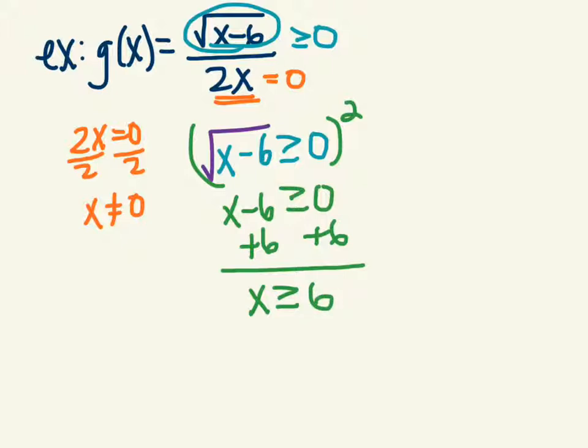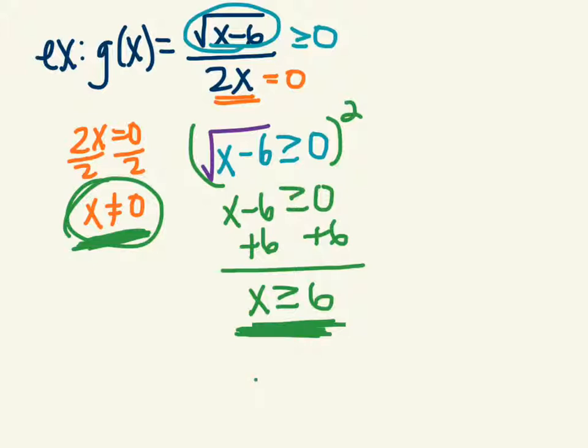So what we're left with, x is supposed to be greater than or equal to 6, and we're also supposed to exclude 0. However, if we're stating that x has to be greater than or equal to 6, we don't need to include this, because by saying x is greater than or equal to 6, we're already saying it can't be 0, because that's less than 6. So that would be our domain.